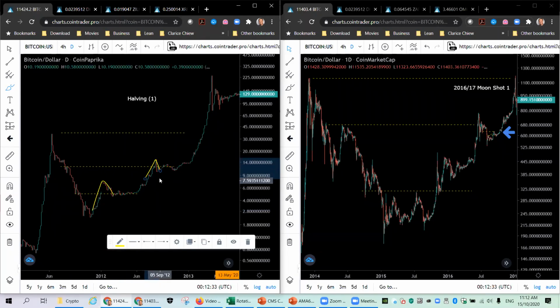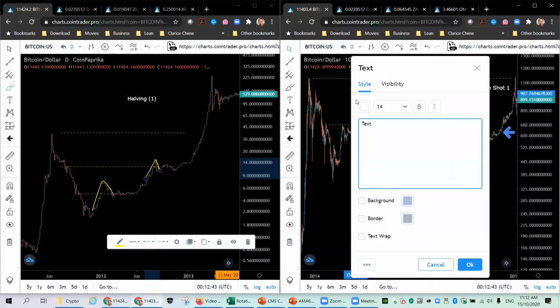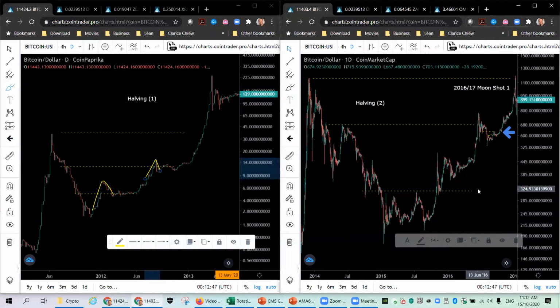And when it finally went up to break the resistance, it came back down and crossed the resistance again. So I find this signature to be quite useful because it did repeat again in the second halving, right? So this would be halving number 2, from 2014 to 2016 cycle here. So you can see it's the same.